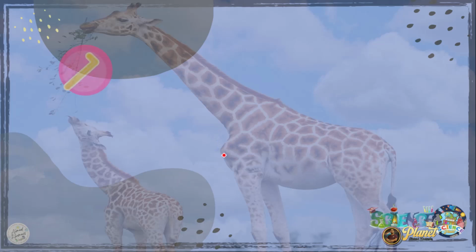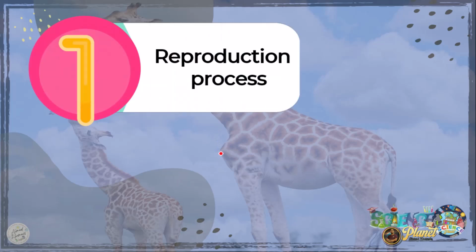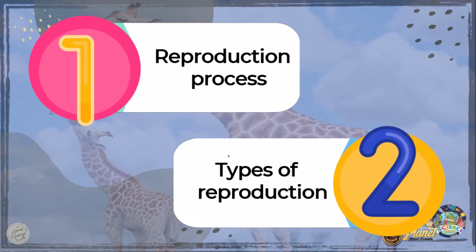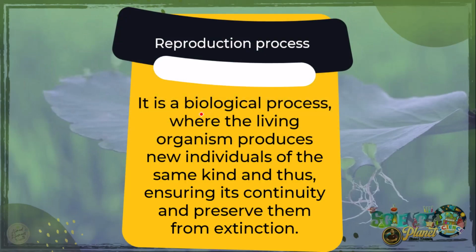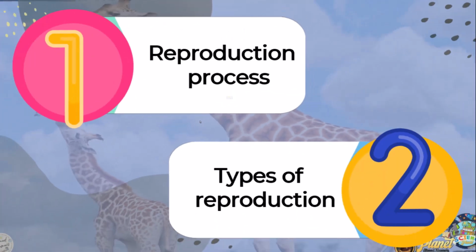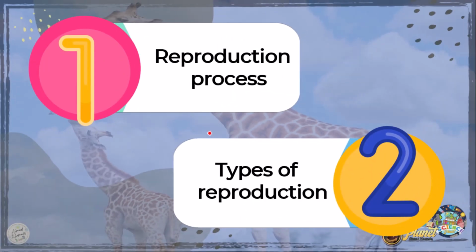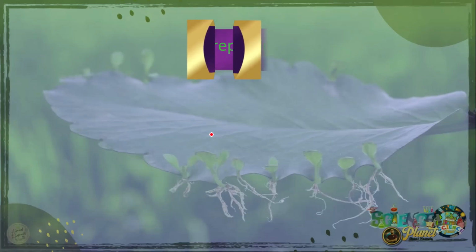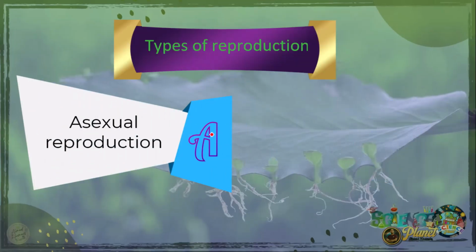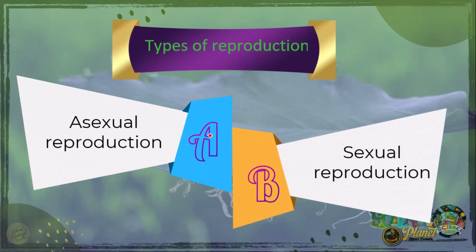So first, we will discuss the reproduction process, what we mean by reproduction, and the types of reproduction. So reproduction is a biological process where the living organism produces new individuals of the same kind, thus ensuring the continuity and preserving the species from extinction. And the types of reproduction are asexual reproduction and sexual reproduction.